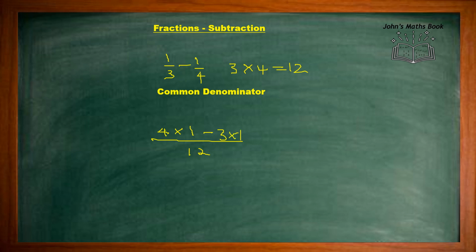And let's expand that out. So we get 4 times 1 is 4 minus 3 divided by 12. And that is 1/12.